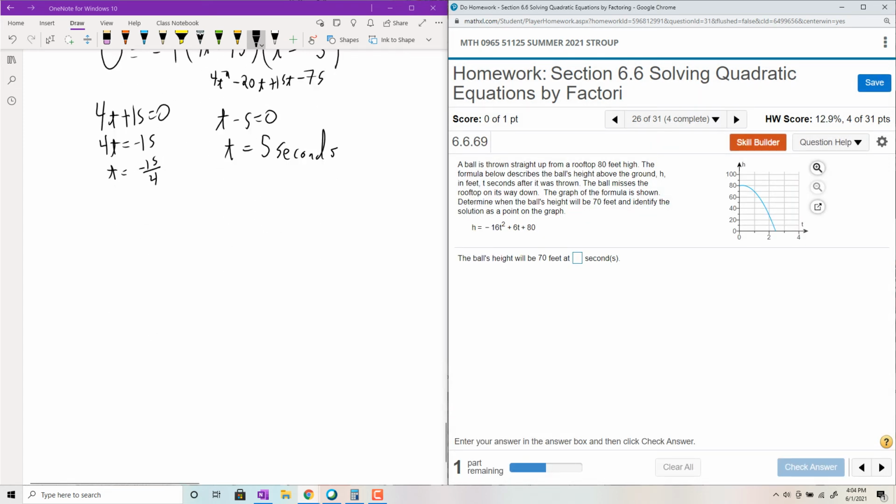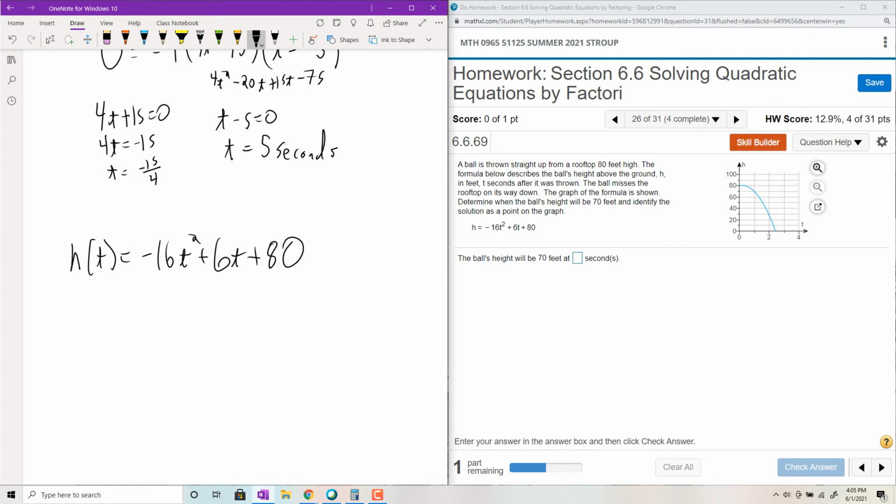Another one of these, maybe I can redeem myself. A ball is thrown straight up from a rooftop that's 80 feet high. The formula gives the height at time t: negative 16t squared plus 6t plus 80. The ball misses the rooftop on the way down. The graph of the formula is shown.